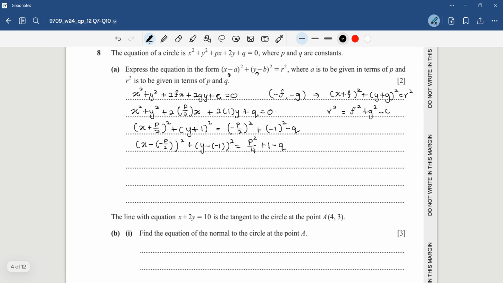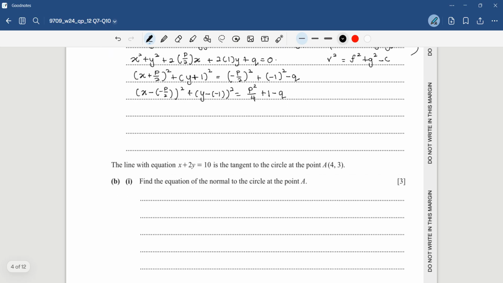Okay, so if you can relate the general form to the vertex form, it's fine. Let's say you are not able to relate the general form into the vertex form, you can also use the completing the square method to perform this. I think completing the square will be a longer step, but it will be easier for you if you compare straight away from the general form into the vertex form of the equation of the circle.